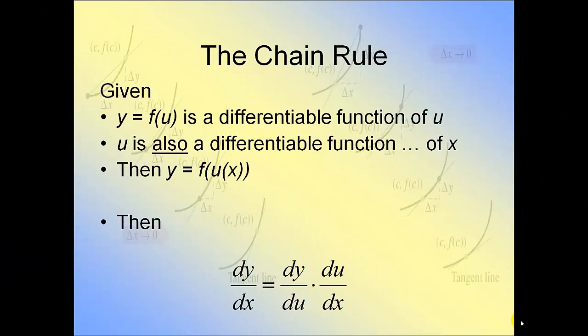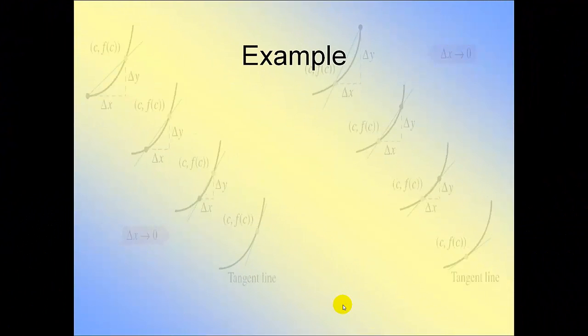Let's put it in words. The chain rule. If we're given that Y is a differentiable function of U, and U is a differentiable function of X, so then Y is a composite function of U of X. If that is true, then dy/dx, the rate of change of Y with respect to X, is equal to dy/du, the rate of change of Y with respect to U, times du/dx, the rate of change of U with respect to X. Let's look at an example.